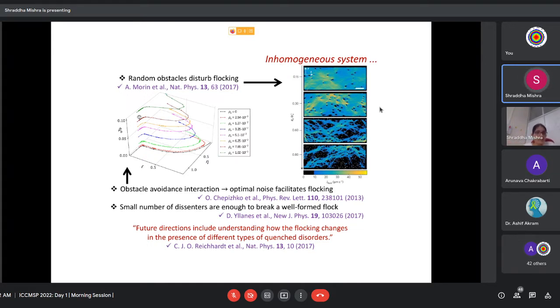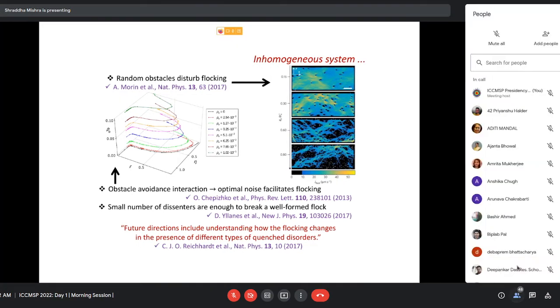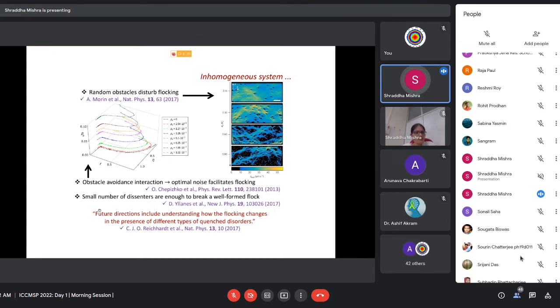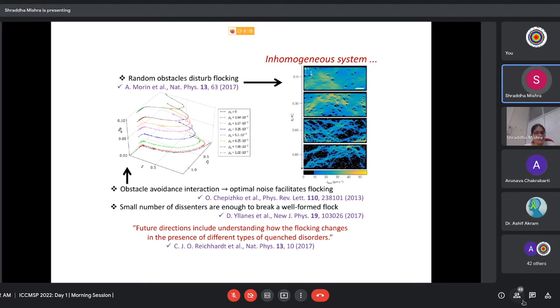In some sense, we can say that in this system the obstacles are quenched obstacles, fixed to their places. In the presence of these quenched obstacles, for lower noise, obstacles can also facilitate the flocking, because of the non-monotonicity. For very low noise there is a smaller orientation, but for larger noise there is an increase in orientation. That gives the idea that obstacles can also give a positive mechanism of ordering for certain parameters. There are also other works where people have looked at, suppose I have a well-moving flock, how many obstacles or hindrances can disturb the flocking, and there is various work done in that direction.